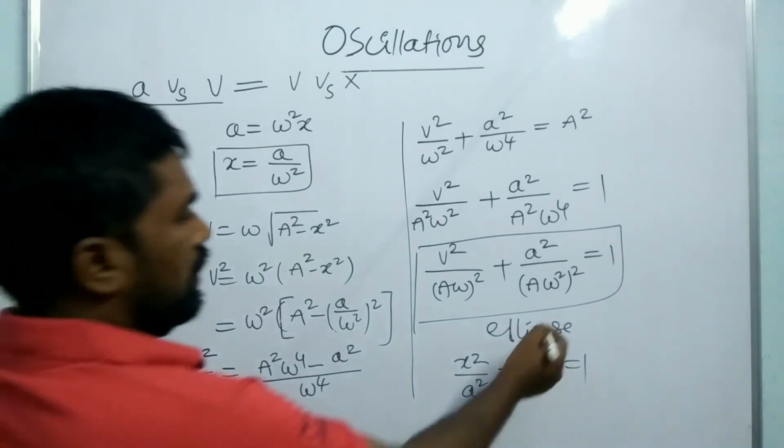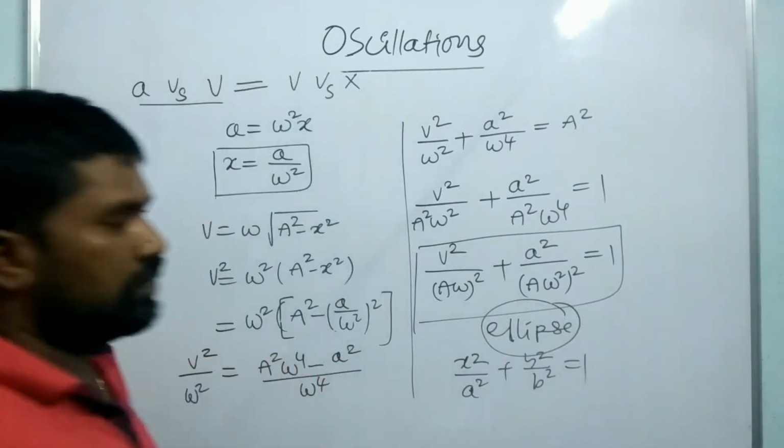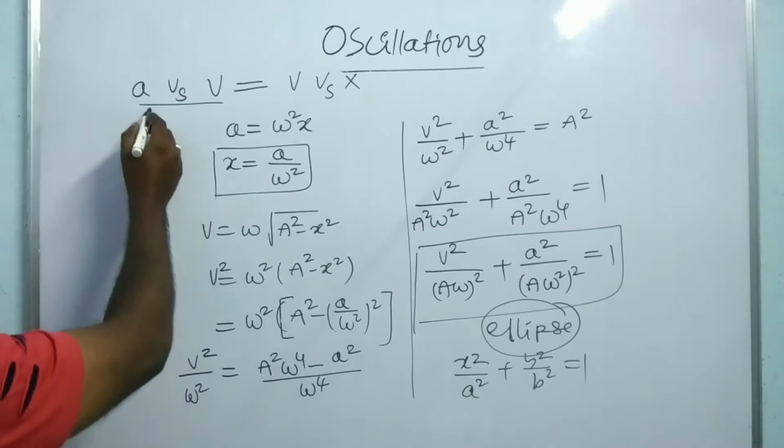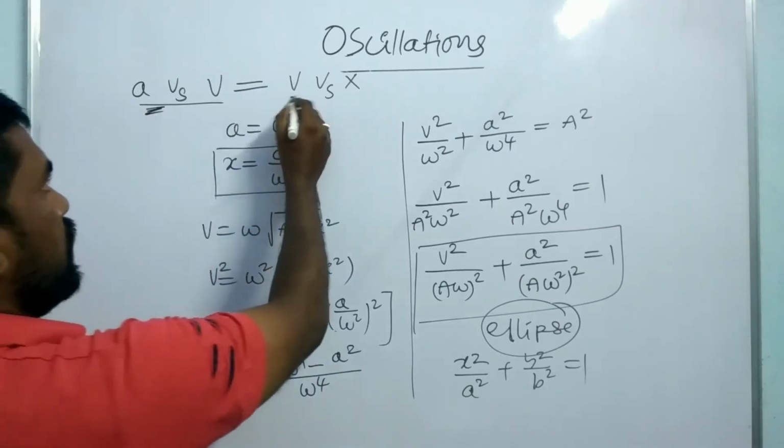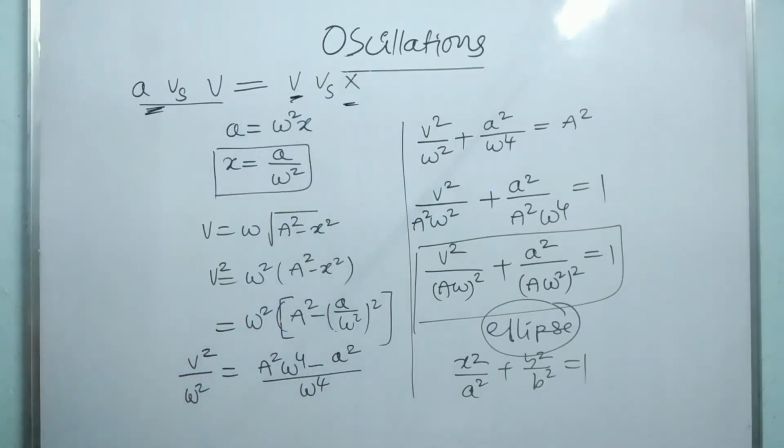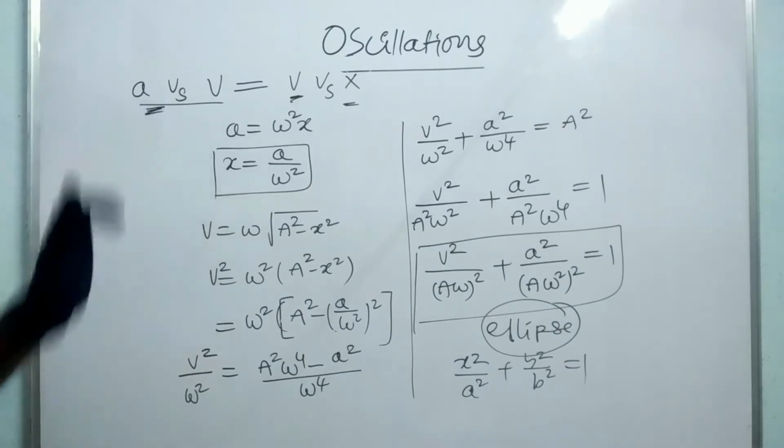So that is the ellipse. Clear? So the graph between a versus v is equal to the v versus x. The shape of the graph is the ellipse here. Okay. Right. A versus v.